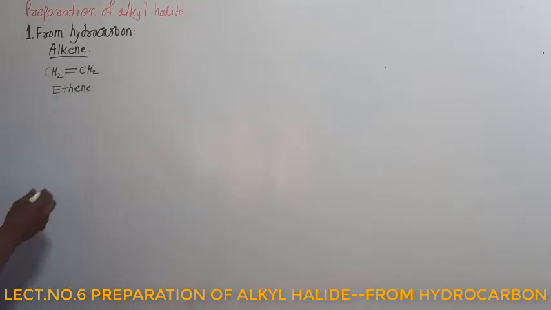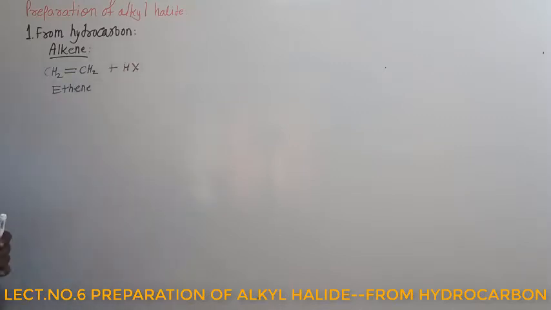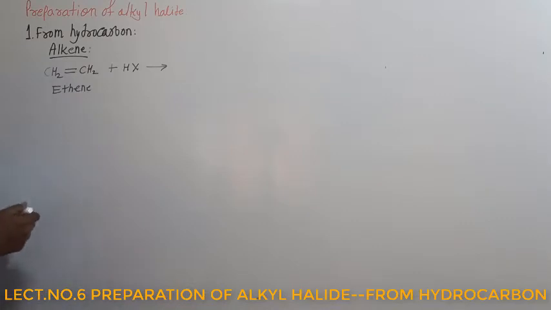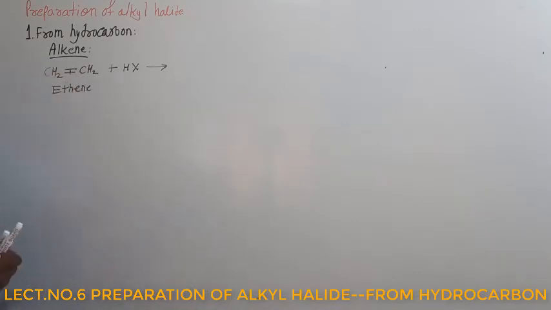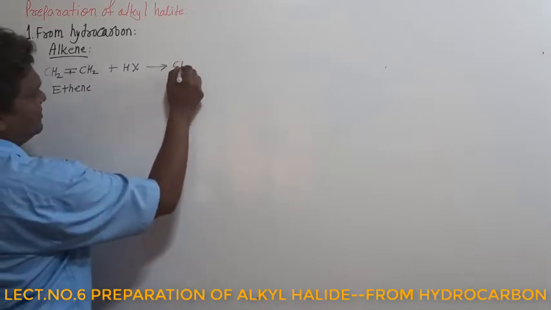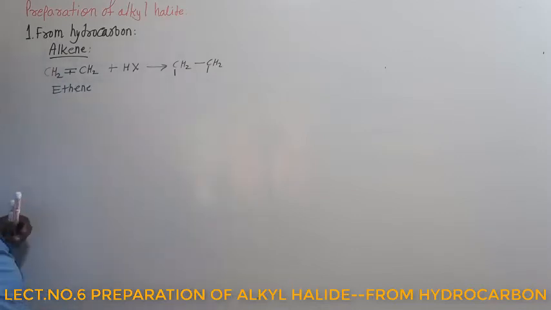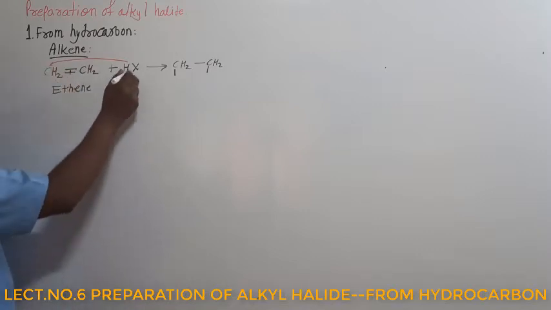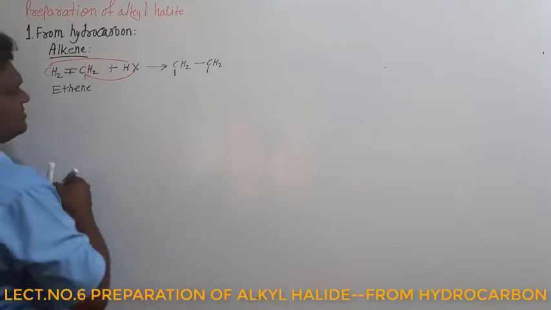We are going to react ethene with HX. Just see what happens. It's a very simple reaction. First, the double bond is going to break. We are going to get CH2 single bond CH2, with a single bond free on each carbon atom. One of the hydrogen atoms combines with the first carbon atom, and the halogen atom combines with the second carbon atom. So you are going to get this.